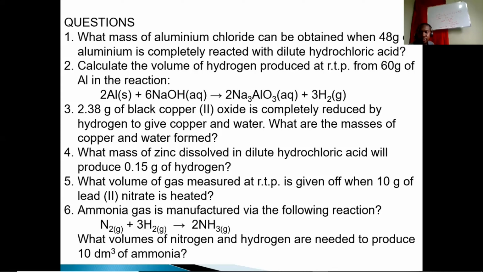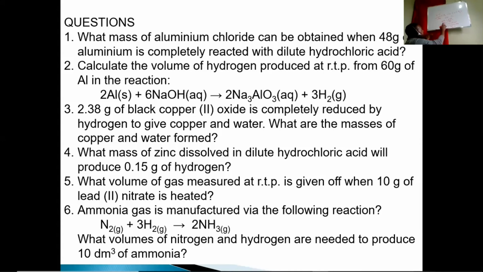All right, so question, where does this 80 come from? The 80 there is your molar mass of copper oxide, where copper is 64 and oxygen is 16. 64 and 16 gives us 80. So we have the mass of copper, which is 1.92 grams.